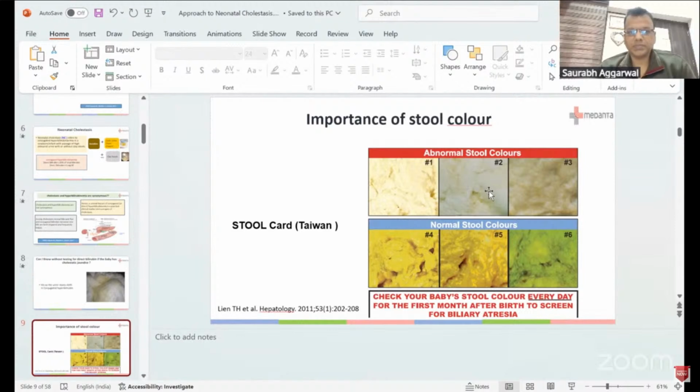We do not need any kind of maternal screening, because even if we did a maternal screening, we are not going to do any kind of intrauterine intervention. Whatever intervention is required will be needed after birth only.